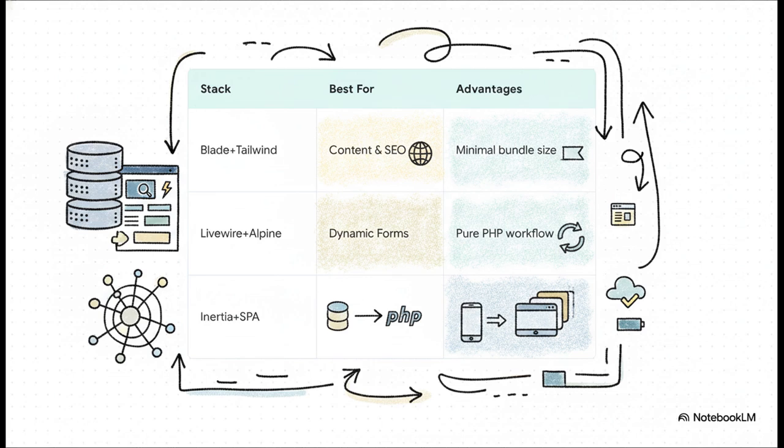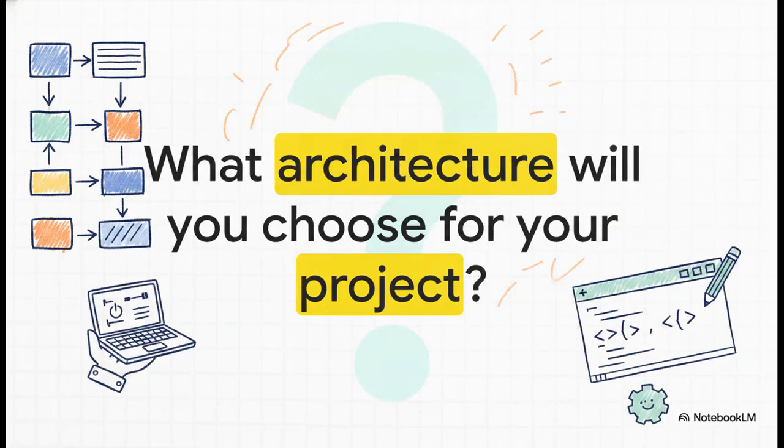But if you're building a highly interactive app with complex client-side state management or offline capabilities, well, that's when you commit to the true SPA experience using Inertia paired with Vue or React. Which brings us to our final and most important question for you. Based on your project's specific technical scope and runtime needs, what architecture are you going to choose for your next big build? As computer science students, you now have the clear mental models of these architectural patterns.